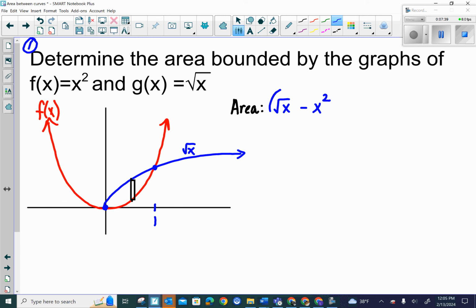So there's my height of the ith rectangle, and I multiply by the width. Okay? Again, you can sum up all these areas, take the limit as the number goes to infinity, but you're going to end up in the same place with that integral of the square root of x minus x squared dx. And that integral goes from 0 to 1.